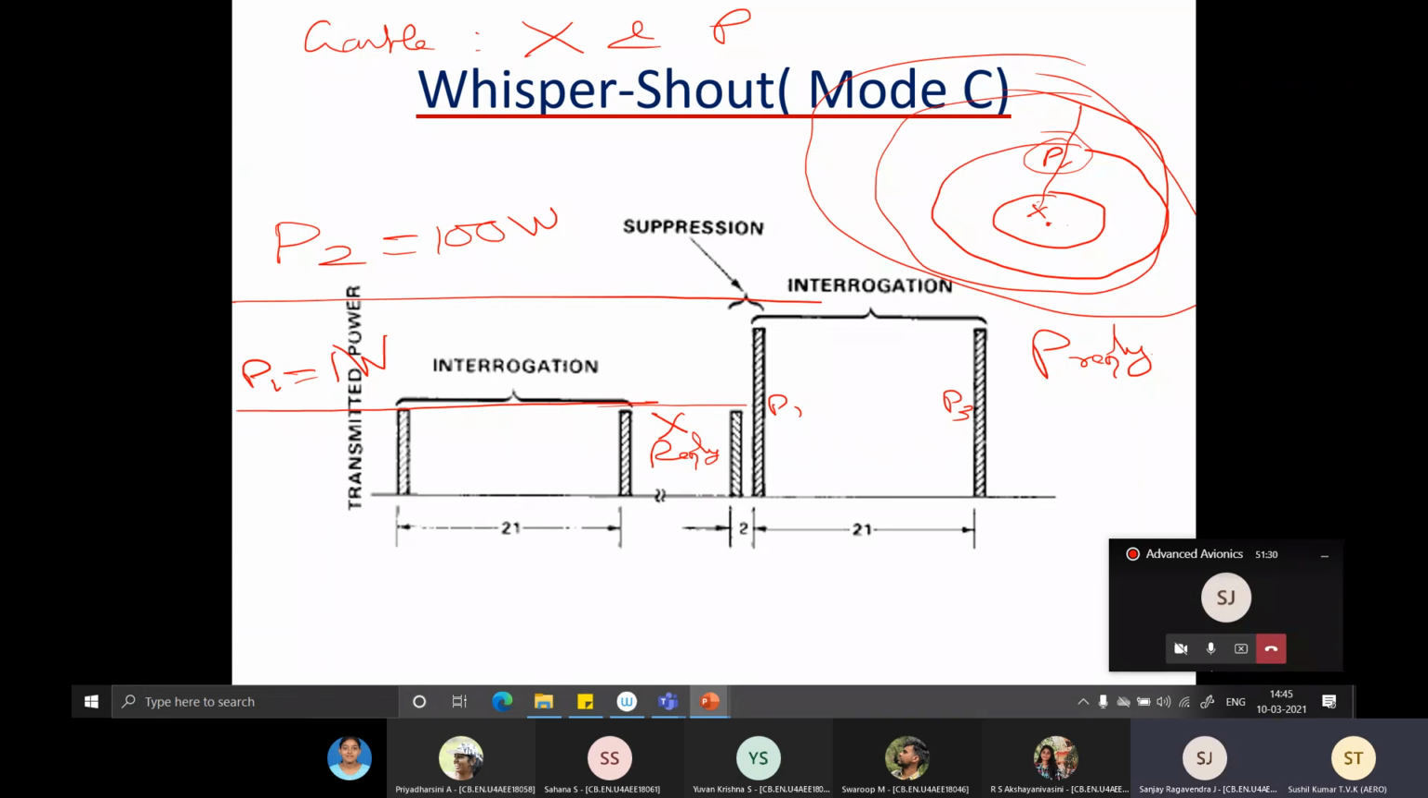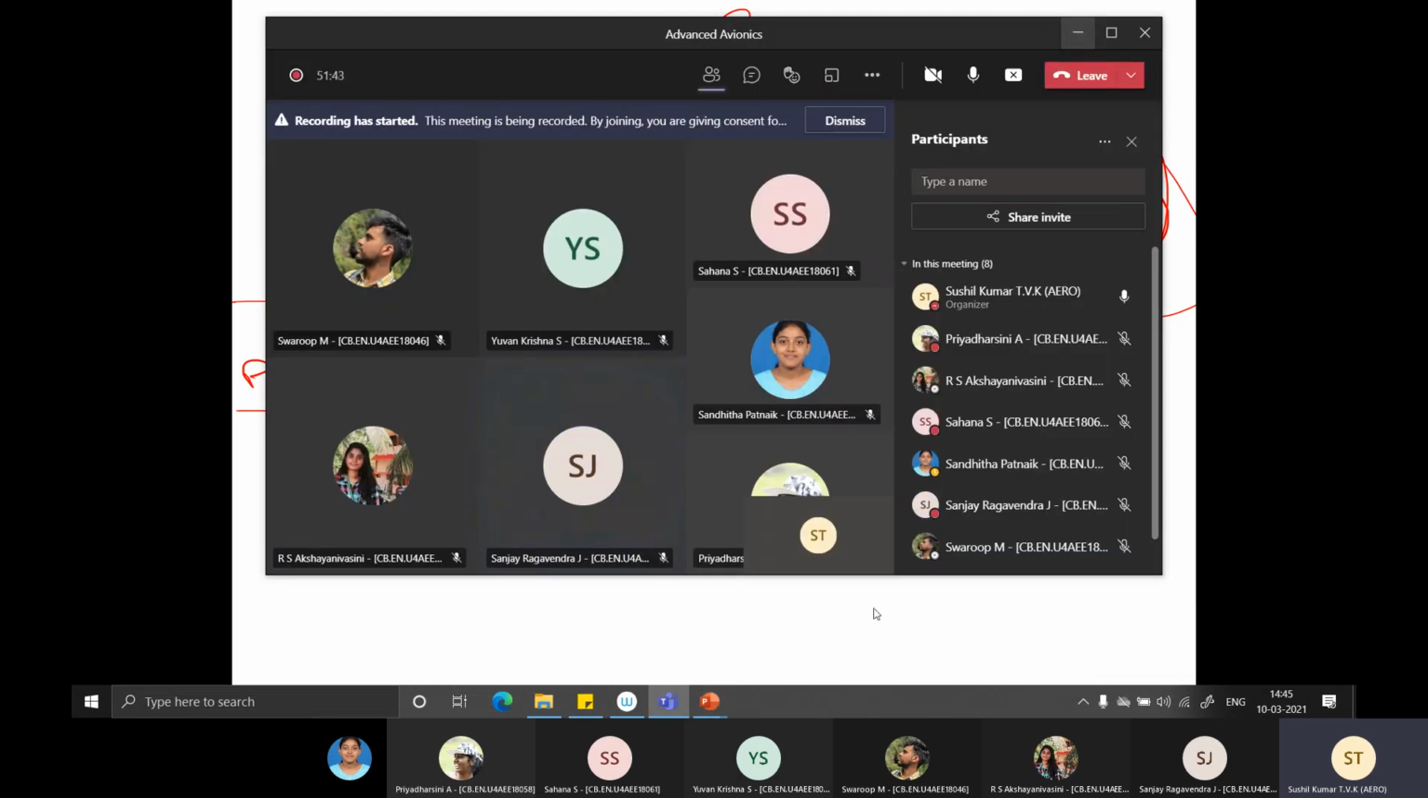Got it, sir. Okay. I'll share some PDFs with you. You can go through it. So let me see, next class, I'll try to arrange a small presentation on free flight by your seniors.